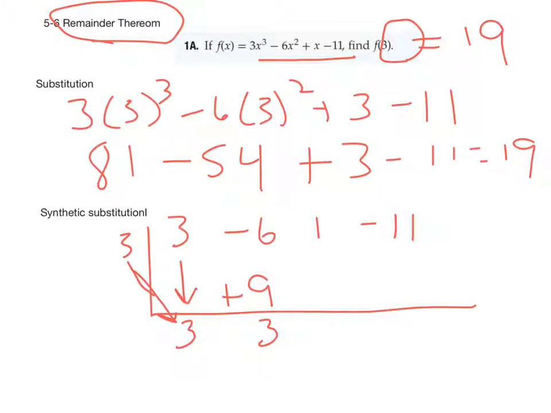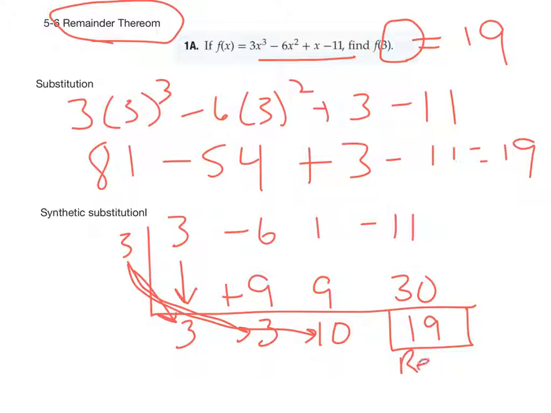We do the same thing here. We take 3 times 3. We add 9 and 1. Once again, we take 3 times 10, and we add 30 and negative 11, and we get 19. This last number has always been the remainder.